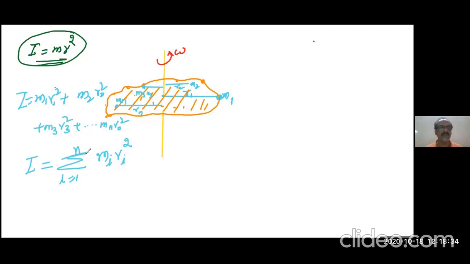Sir, is n counted or only till before n? For example, if n is 3, can we write i1 and i2, or should we write i3 also? Until 3, there are 3 particles: M1 R1, M2 R2, M3 R3. Okay.